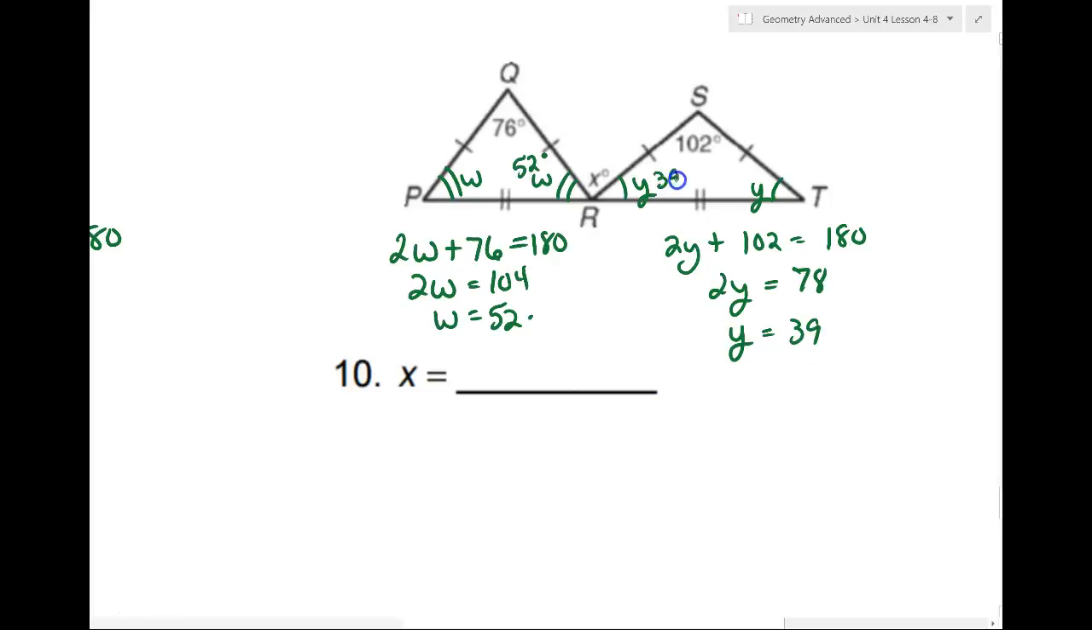All right, guys, before you leave, remember I asked you to stay with me here. What do I do now to get x? Can I use sum of the parts equal the whole? What do they add up to? So I know x plus 52 plus 39 is going to equal 180. And the cool thing is you just add them together.